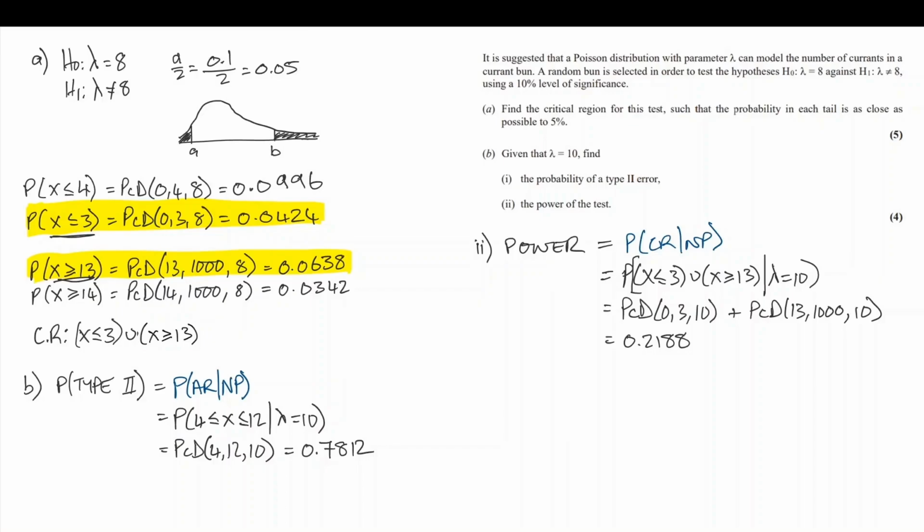0.2188. Looking at the power and the probability of the type 2 error, you may recognize that we could have done 1 minus the probability of a type 2 to find the probability of the power. But I do want you to have the general format of acceptance region or critical region, new parameter or old parameter in your head, just in case we haven't calculated the type 2 when we're asked to calculate the power.